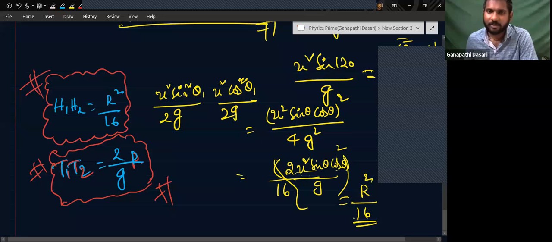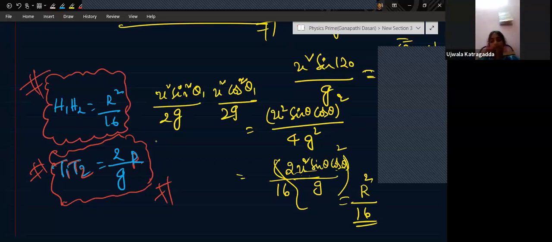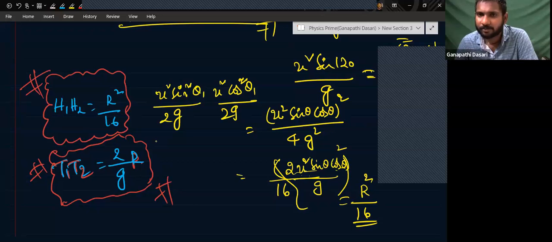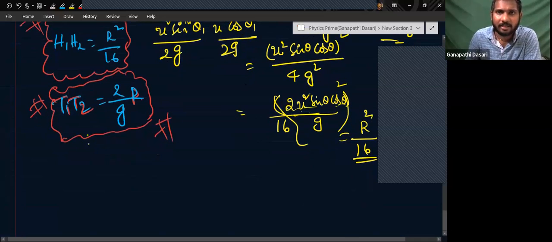Problems will be asked like this: for two given different angles theta 1 and theta 2, the range is the same. Then the range is given, one maximum height is given, and the other maximum height has to be found out. Otherwise, two maximum heights are given and the range has to be found out. Anything can be asked in the exam. Otherwise, directly H1, H2, like this one question can be asked. Time of flight also can be done like this.